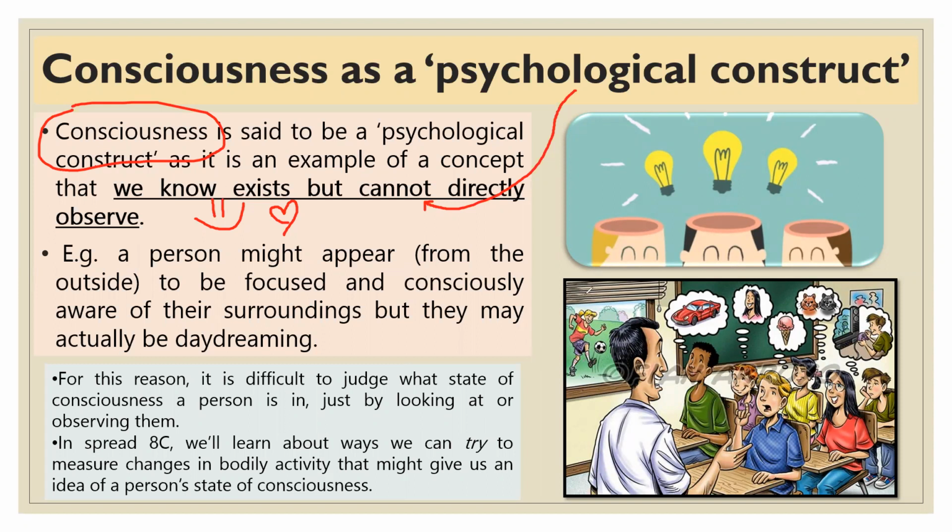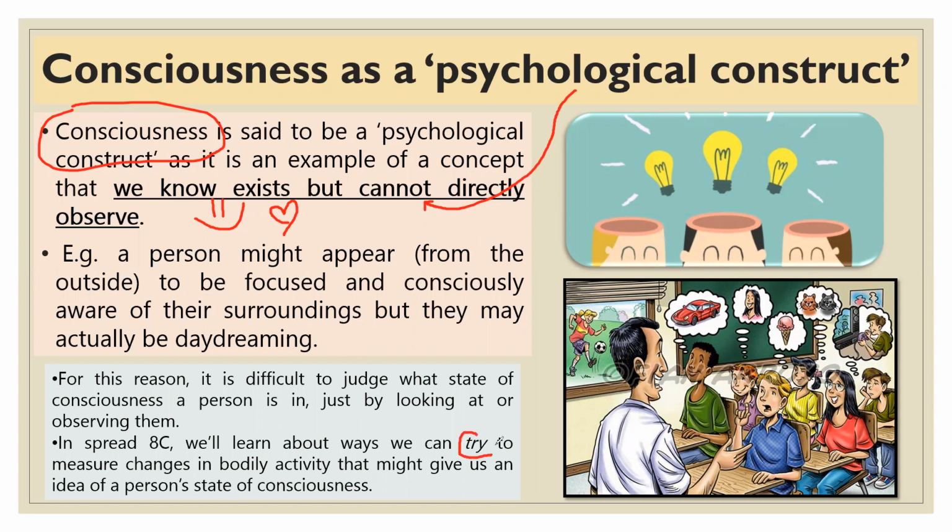So in this photo, that kind of demonstrates that concept. A person might appear from the outside to be focused. Like all these kids look like they're focused. Some of them look a little bit more focused than others. Some of them, it's pretty obvious that they're daydreaming. But they might look like they're focused, and the teacher might continue to keep explaining stuff, but actually a lot of them are just daydreaming, thinking about a car, or thinking about cats, or thinking about being home playing video games. So it is difficult to judge with certainty what state of consciousness a person is in just by looking at or observing them from the outside.